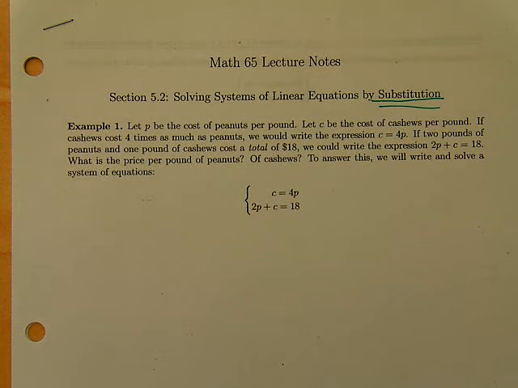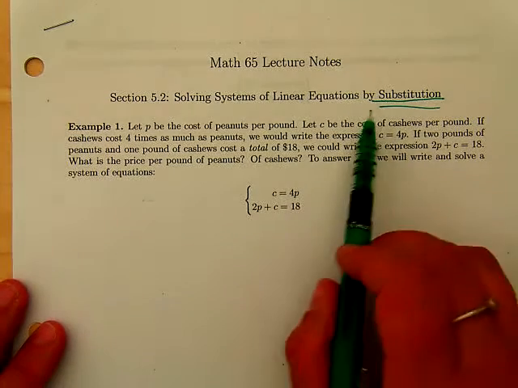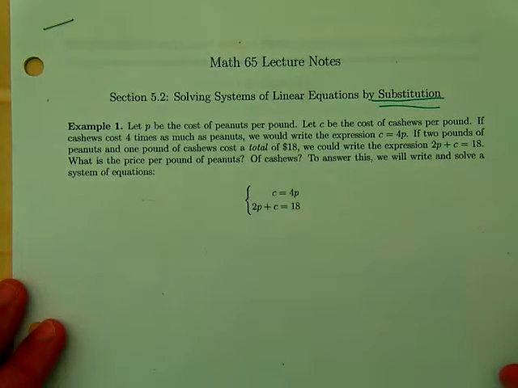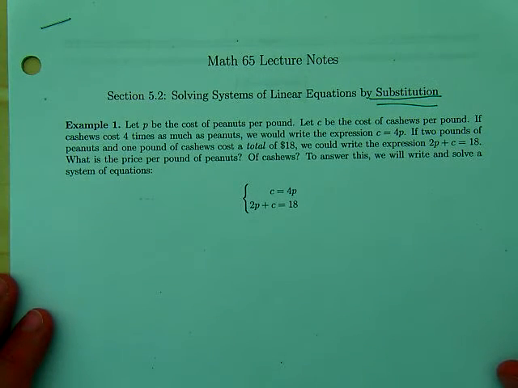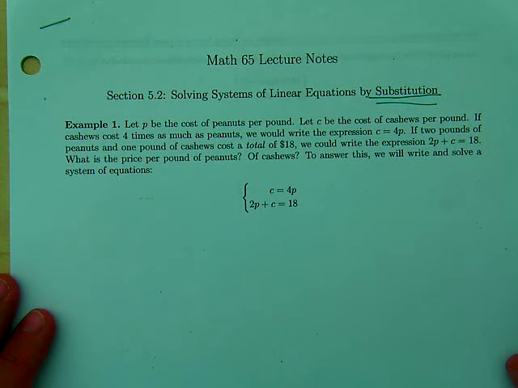Because remember, what is the solution to a system of linear equations? Yes, where the lines cross. And that's the point that they both share. It's a solution in both equations. So we need another method, and we have two different kinds of methods. We're going to learn the second method next time. This time we're going to learn about substitution.